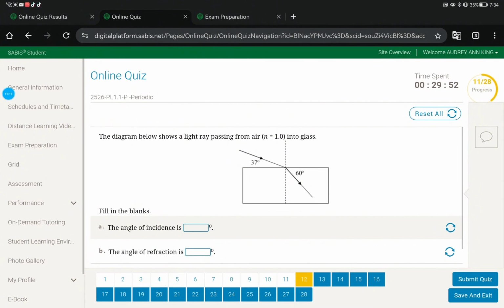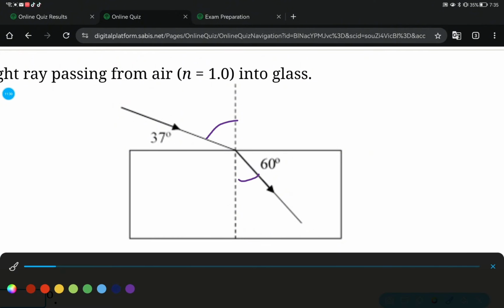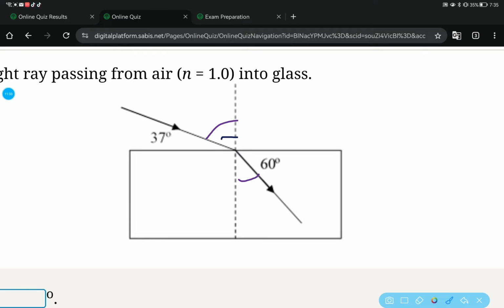The diagram below shows a ray passing from air into glass. Now, if you remember in that really bad diagram I drew for you before, the angle of incidence is here and the angle of refraction is here. Now we know that the angle from the normal to the boundary, so here, is perpendicular. It's always 90 degrees. And if we know this angle, which is 37, and this angle, which is 60, we can do 90 minus 37 to get this angle, and 90 minus 60 to get this angle. So 90 minus 37 is 53.